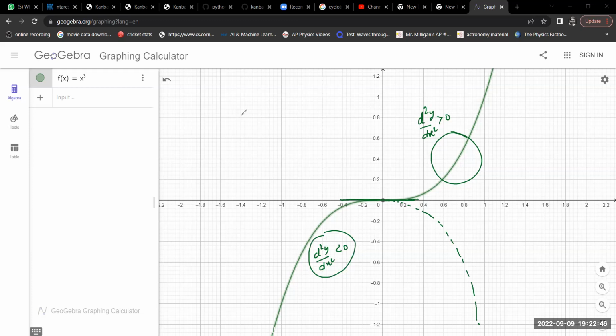So there is a term called convexity or concavity. So convex and concave are just nomenclature. You can change one to the other.